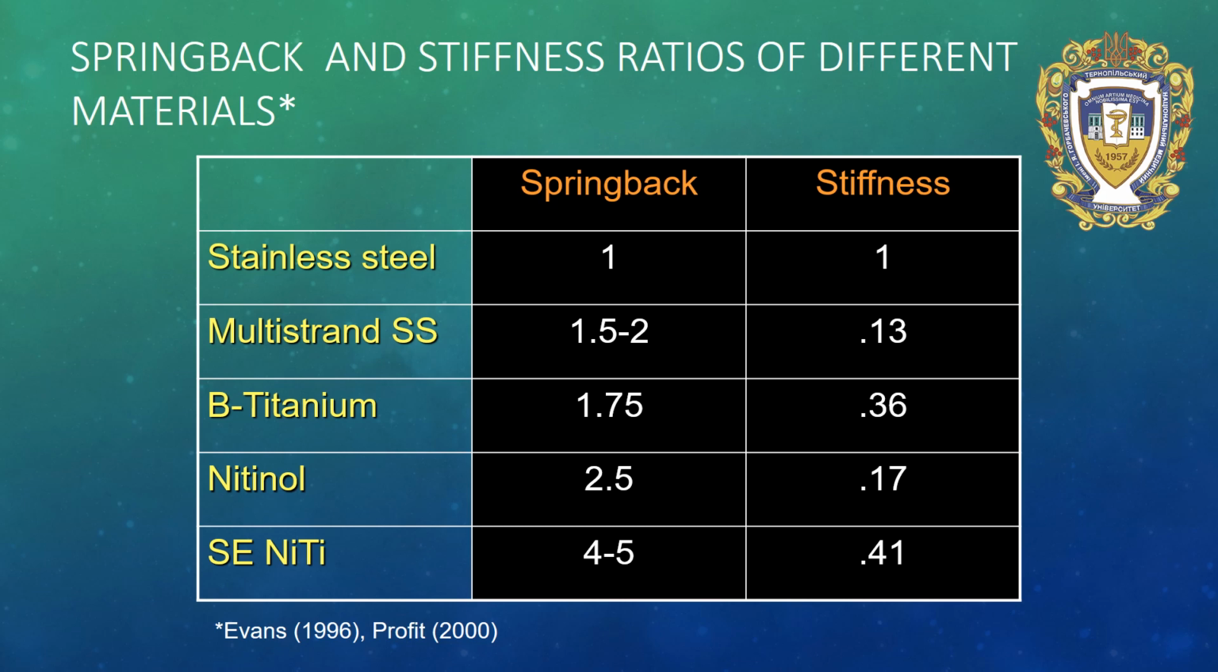Multi-strand stainless steel is 1.5 to 2 in comparison with traditional stainless steel. Beta titanium is more springy, nitinol more, and superelastic NiTi the most. But stiffness will decrease, as you can see.